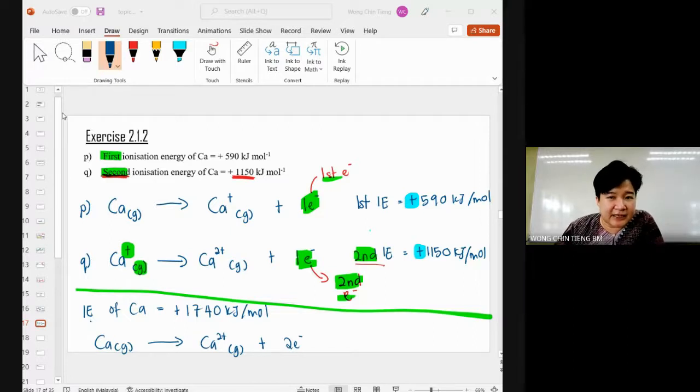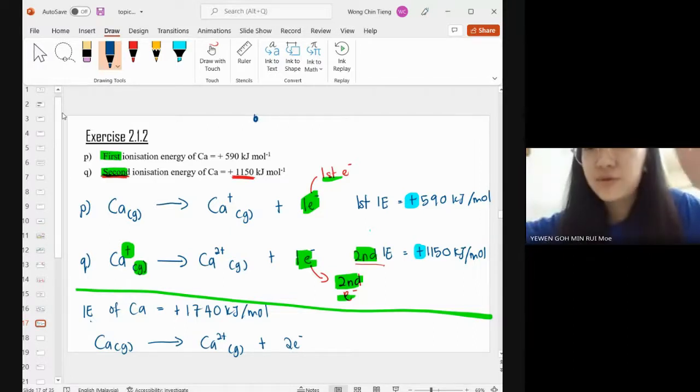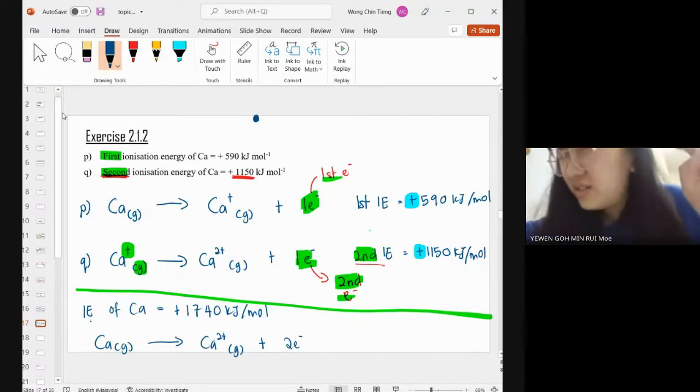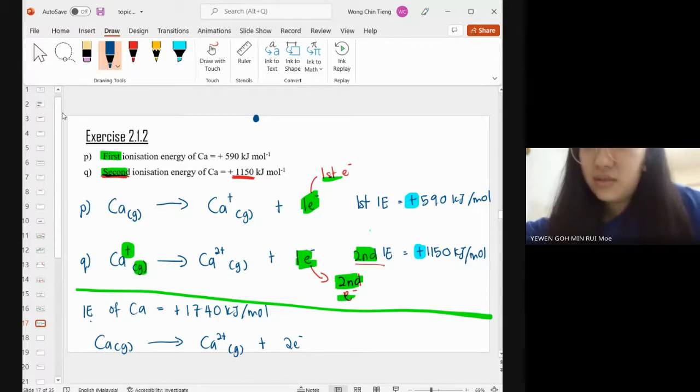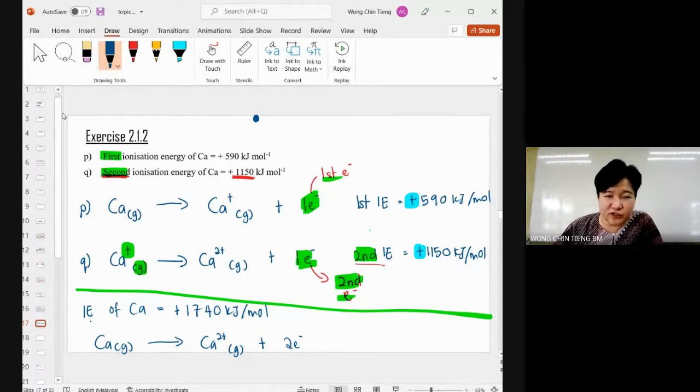Saya bagi tips sikit. To break the force of attraction, Minri? Between electron and nucleus. Energy absorbed to break the force of attraction between electron and nucleus. Force of attraction. Thank you, Minri. The word force of attraction adalah keyword.